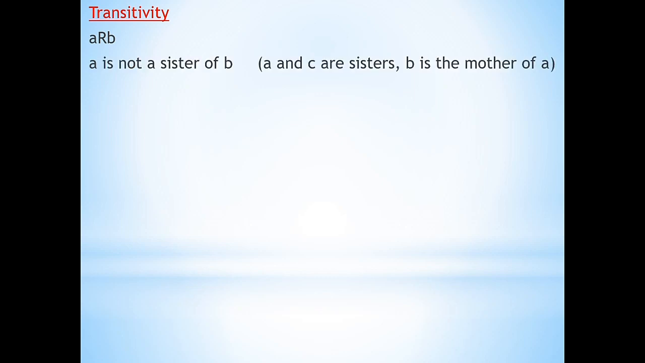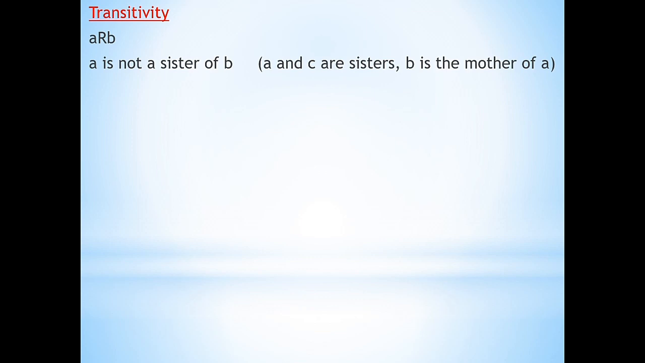Now coming to transitivity, first we have to take A is related to B. Here I am going to take A and C as sisters. Previously we took a son, now here B is a mother. A and C are sisters, and B is a mother of A, so naturally B is a mother of C also. B is a mother and the mother has two daughters, who are A and C.